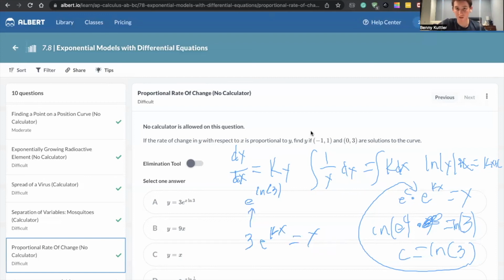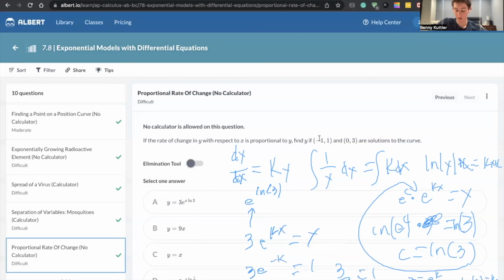Now we want to plug in this -1 and 1 solution. So now we get 3e, x is -1, so e to the negative k equals y is 1, so equals 1. So we have 3 over e to the k, because e to the negative k is 1 over e to the k, equals 1. Now we can move things around and get 3 equals e to the k. Now we take the ln of both sides, we get ln of 3 equals k.